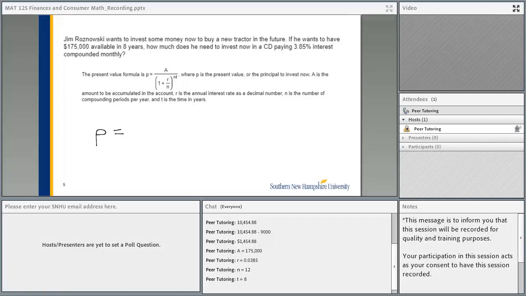Now, put it all together. So how do we do that? I'm going to use my pen here and put these all together. That's what we're trying to find. We're trying to find how much Jim needs to invest. So my capital A, 175,000, divided by, always that 1. This is a little bit different than the other, right? But still, we're going to just do the same steps.